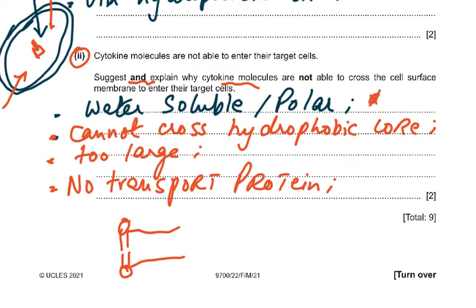So this is what you had to give me in the question, that these will be water soluble and polar, so they cannot cross the hydrophobic part. They cannot cross the hydrophobic core, too large, and there is no transport protein for them. If there was a transport protein for them, then they would pass through that transport protein, but there is no transport protein for them, so they cannot pass.